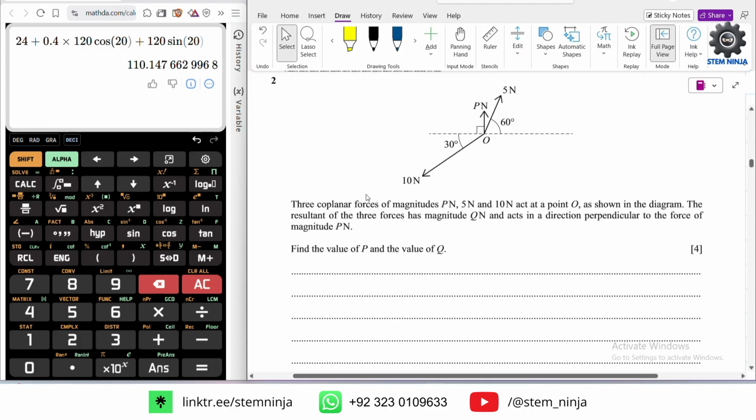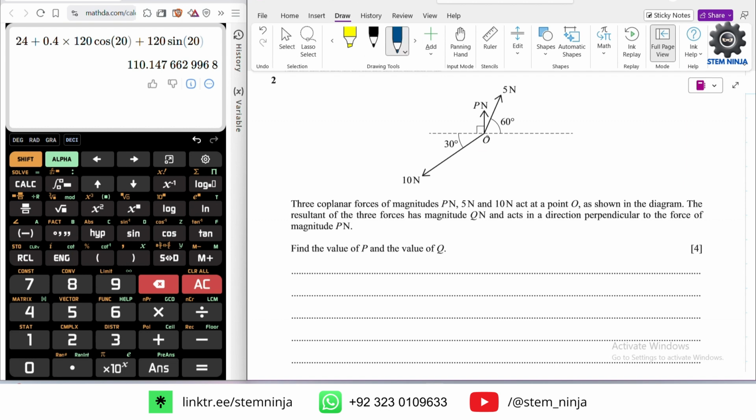Question number 2. Three coplanar forces of magnitudes P, 5, and 10 N act at a point O as shown in the diagram. The resultant of the three forces has magnitude Q newtons and acts in a direction perpendicular to the force of magnitude P newtons. So this is perpendicular to the direction of P, so we don't know whether it's in this direction or in this direction. Find the values of P and Q.